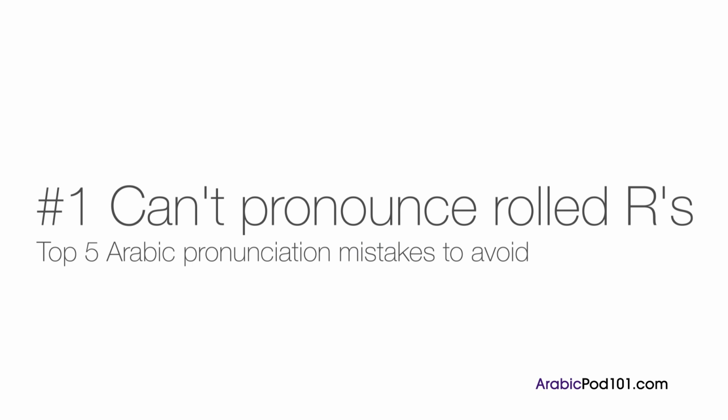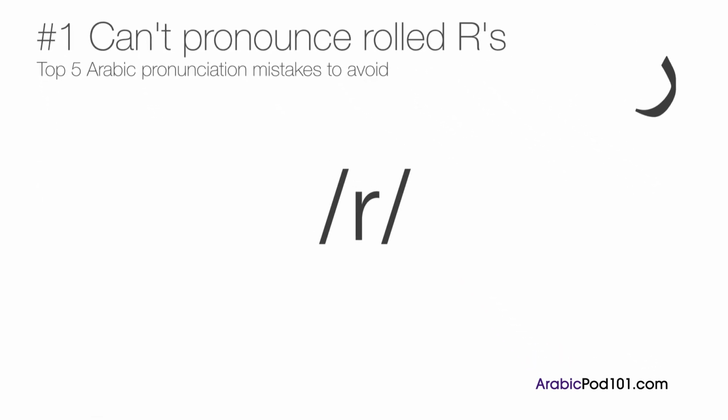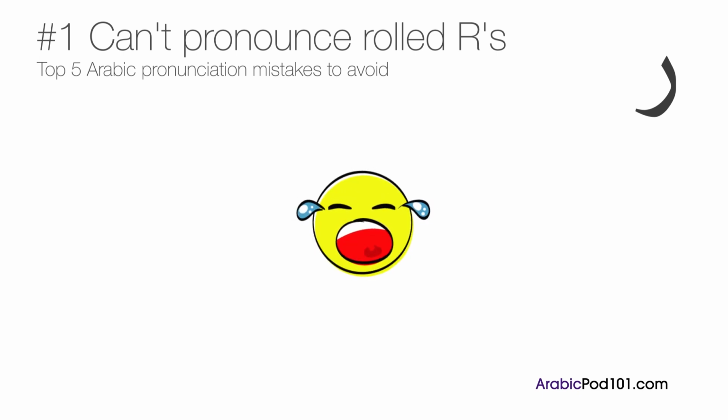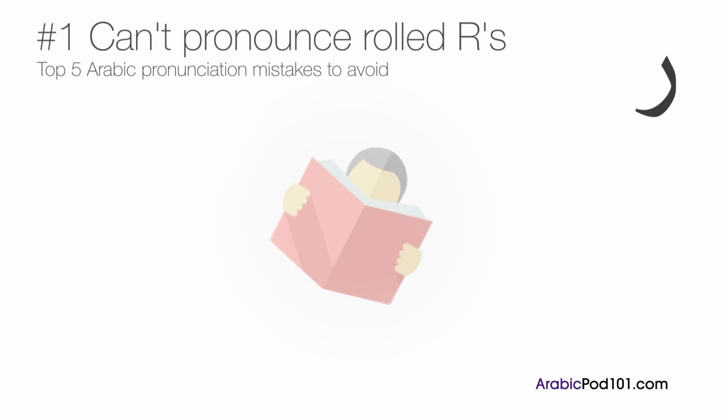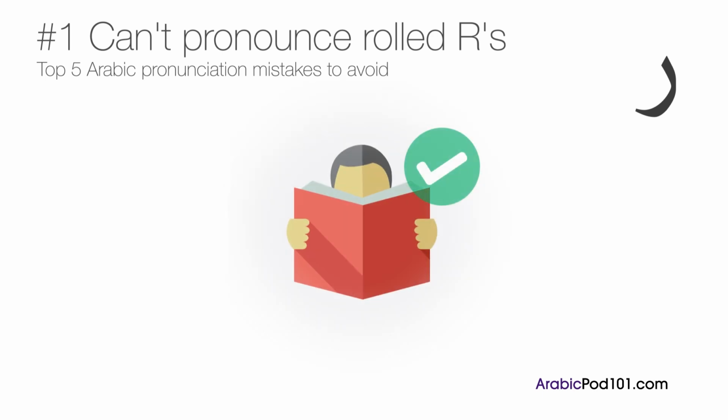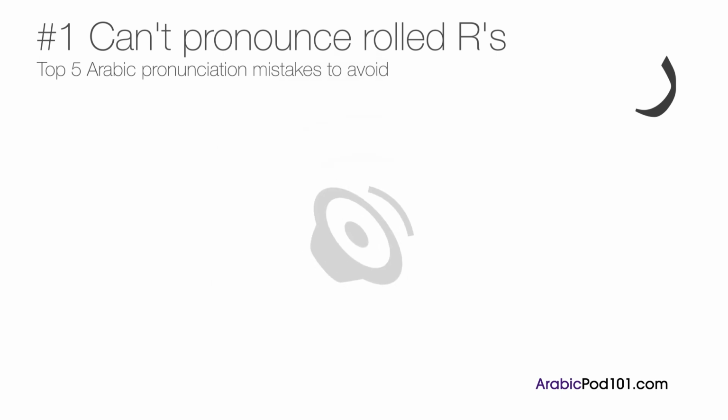Number 1. Can't pronounce rolled R's. The Arabic R is a challenging sound for most learners of Arabic. Don't be discouraged though, as it is a naturally difficult sound. Many Arab children have difficulty pronouncing this sound. With enough practice, however, you'll be able to overcome it. The only way to solve this problem is to keep listening to native Arabic speakers and practicing it yourself, or practicing with us. Listen to the following examples.